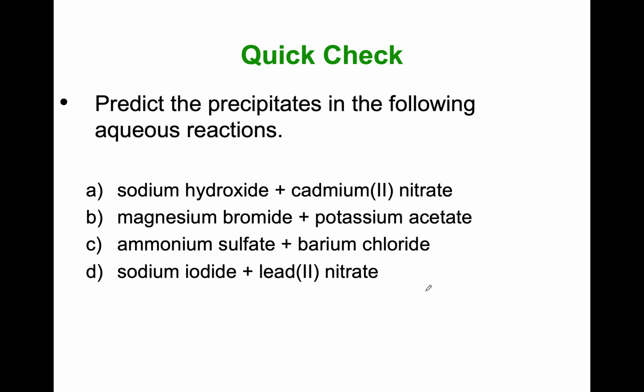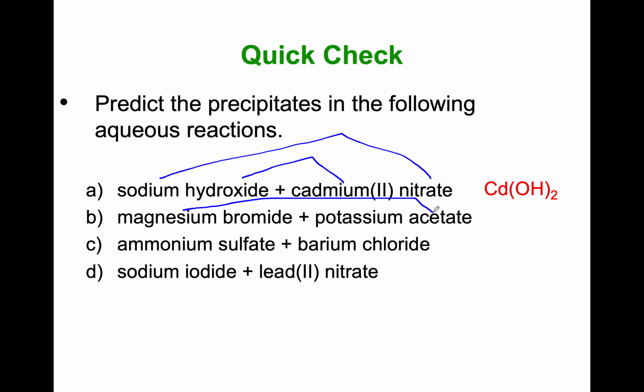So go ahead and take a look and think about these examples. Think about switching the cations and anions, and then think about solubility rules. Will a solid form? Will it not form? Go for it. So remember here, sodium is going to be with nitrate. Cadmium is going to be with hydroxide. Look at the rules. Only the cadmium hydroxide will form.